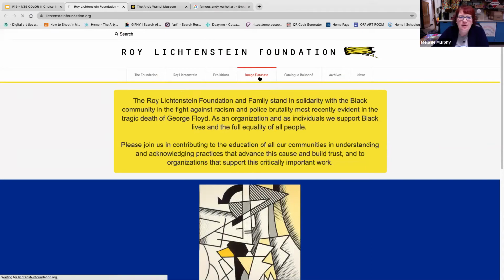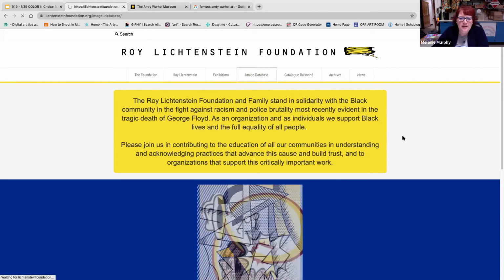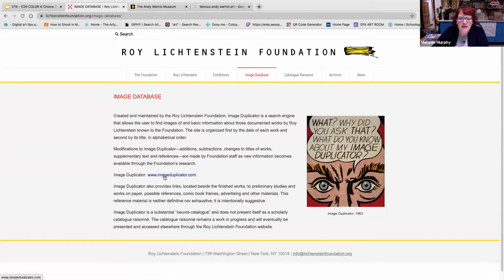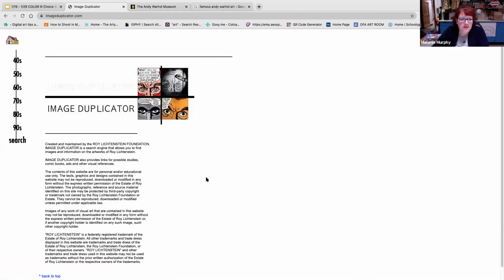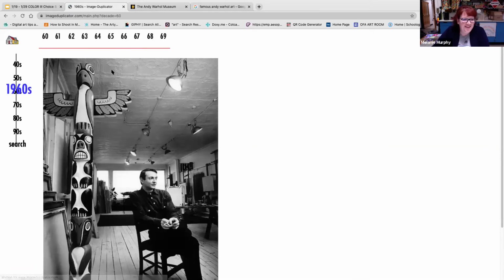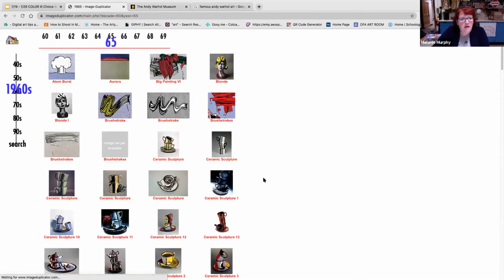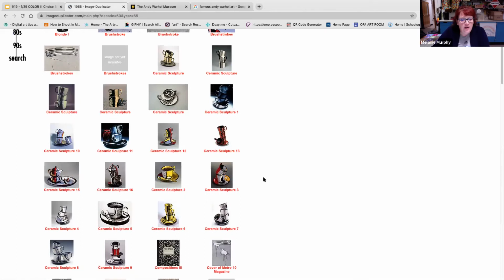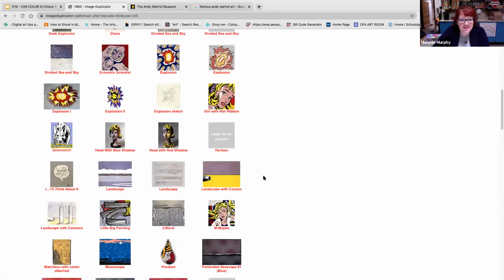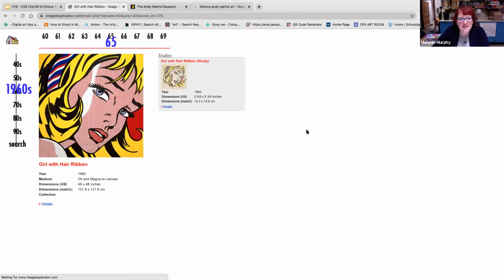If you click on this tab right here called Image Database, then you can click on this link to the Image Duplicator, which sounds really fancy and mysterious. I just know from knowledge here that if you click on the 1960s section, that's where you can find the pop art that he's most well known for. So there are some sculptures here, which is kind of cool. And then some of these are the famous ones that he's well known for. So he would take, oh, that's a study. That's interesting.